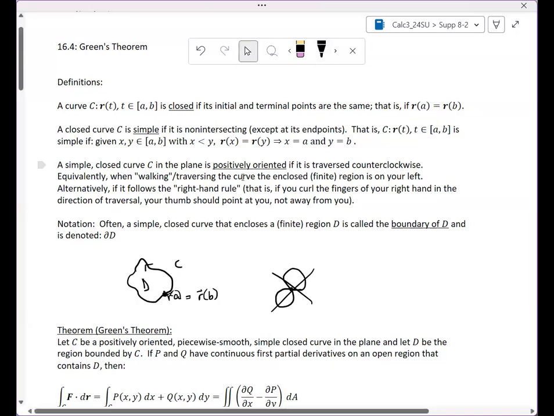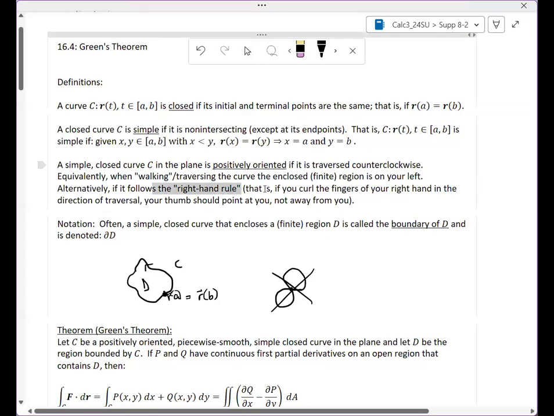Why did we pick counterclockwise and to the left? Well, just because we have to pick a direction, and that's the convention. There's nothing inherently better or worse about going this direction versus the other way, but we have to pick a direction. This is the way we choose as the quote positively oriented direction.